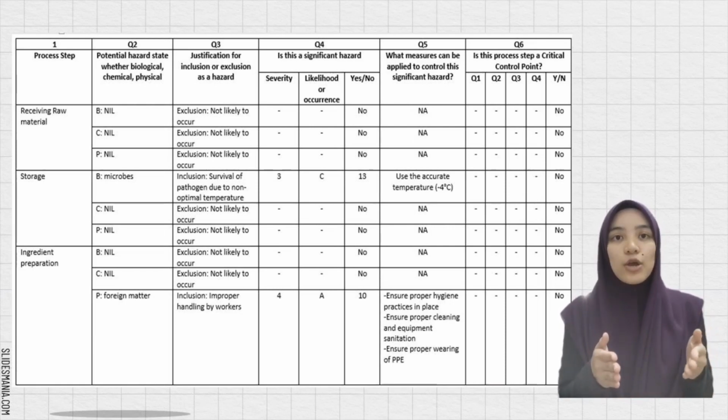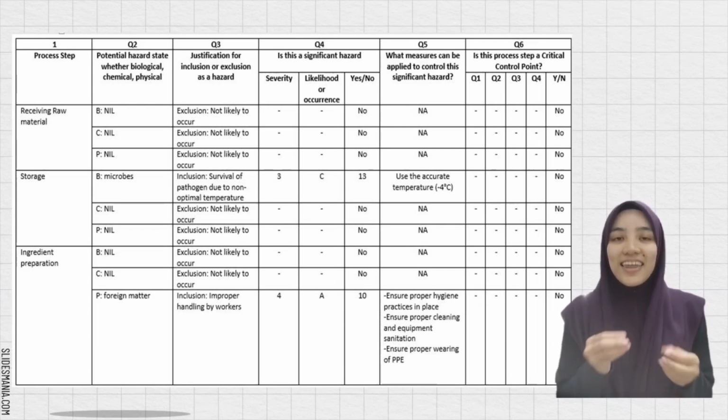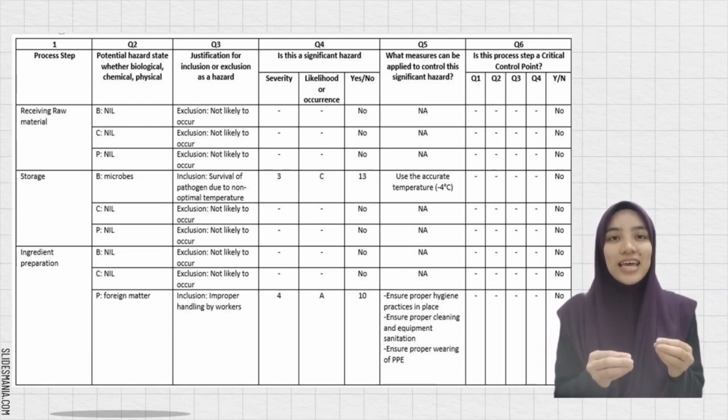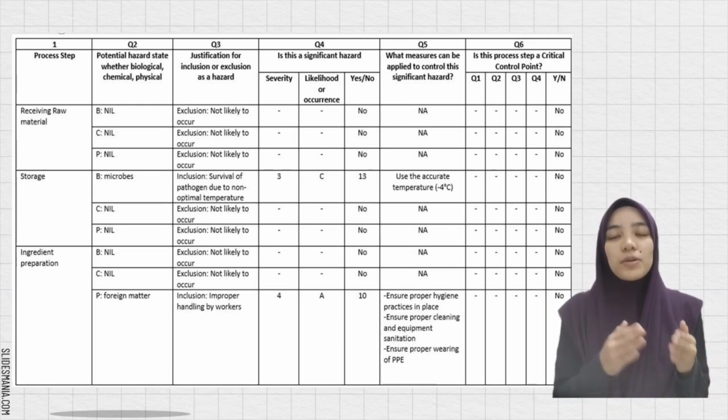Second is storage. The potential hazard found is biological, which is microbes due to the survival of pathogens at non-optimal temperature, and the severity is 3, which can result in a product recall, and the likelihood is type C, which could occur. To control the hazard, we need to use the accurate temperature, which is negative 4 degrees Celsius. The next step is the ingredient preparation.